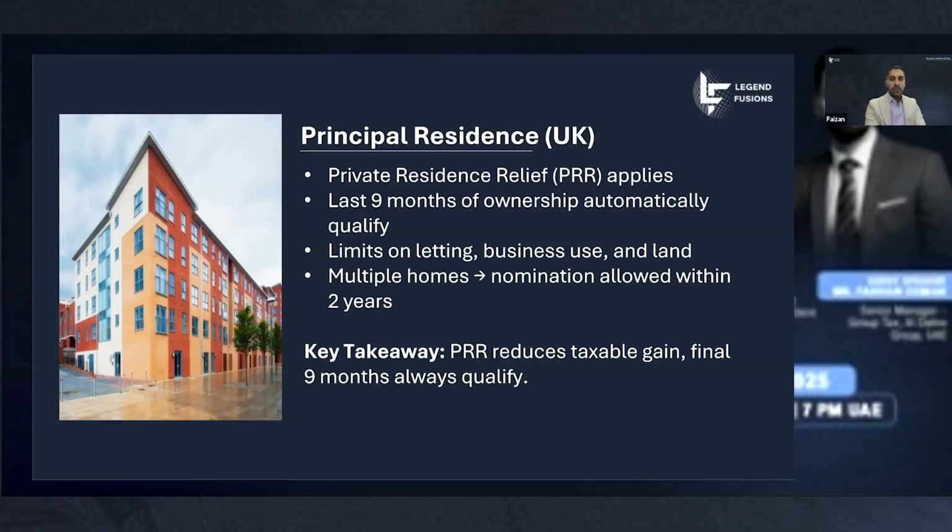Thirdly, if you're not living in it for the entire period of ownership, it can still qualify depending on some terms and conditions. Then this relief can be limited to the period when you lived there as your primary residence, plus the last 9 months before you sell the property. So these are the terms and conditions that HMRC has laid down for your home to qualify as your primary home, and the relief itself is on the capital gain.